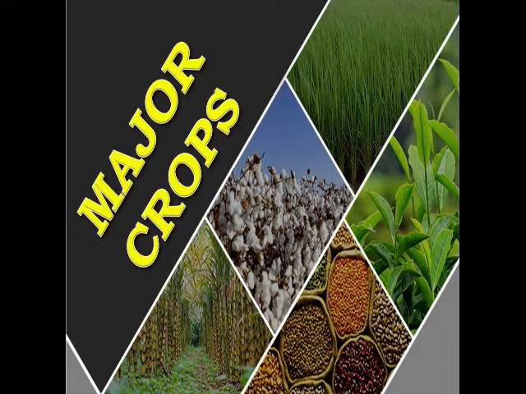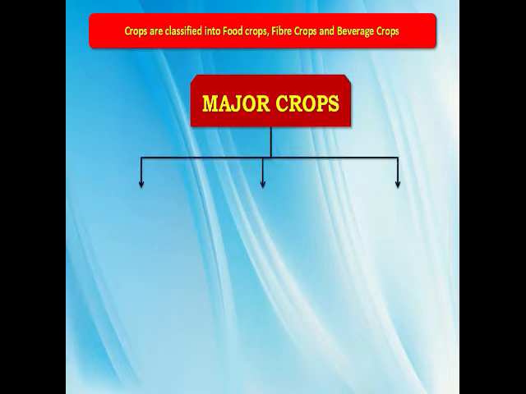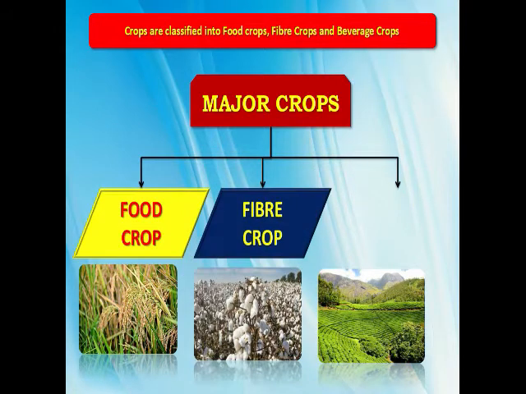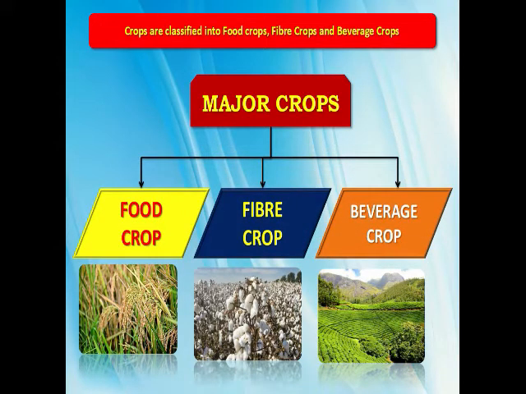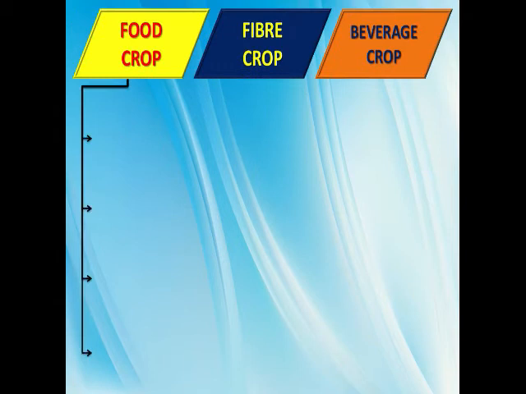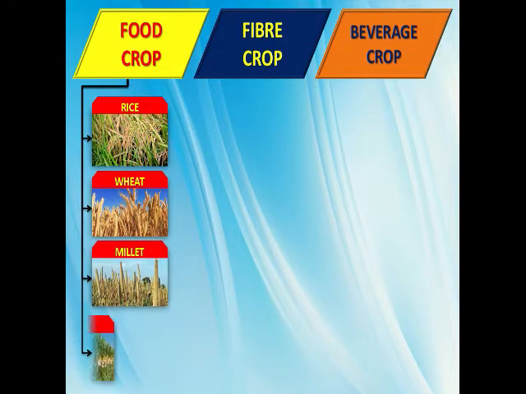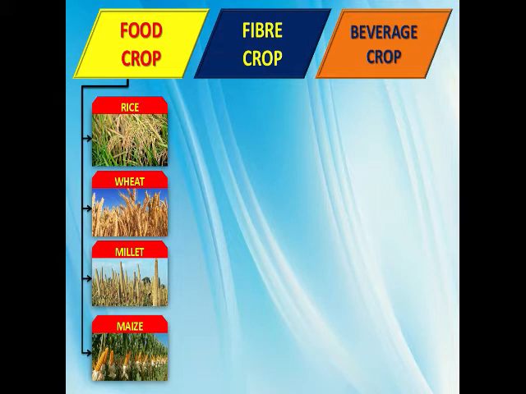The next one is the major crops. What are the major crops cultivated in our India and all over the world? Let's see about that. The crops are classified into food crops, fiber crops, and beverage crops. So the major crops are classified into three types: food crops, fiber crops, and beverage crops. The food crops are further classified into rice, wheat, millet, and maize. These are called food crops.